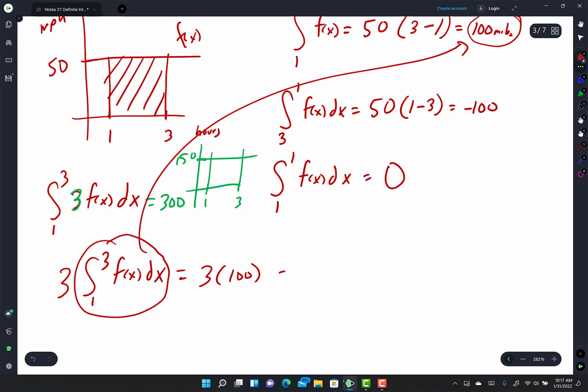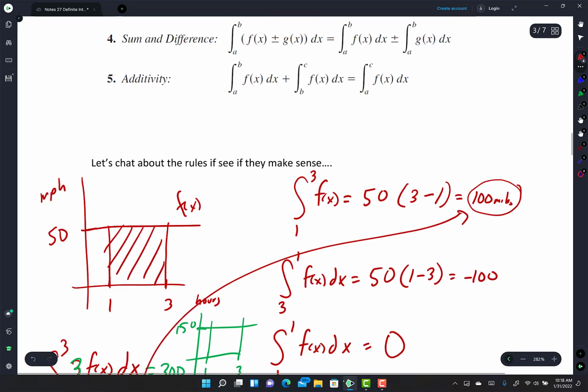So you can do that. See? That makes sense, guys? I just went ahead. This was an easy function to multiply by 3, because it's just a horizontal line. Your lines are going to be curvy, so it's not going to be as easy. But it's just like limit properties. If you have a constant in front of whatever, you can bring it outside. Just like limits.